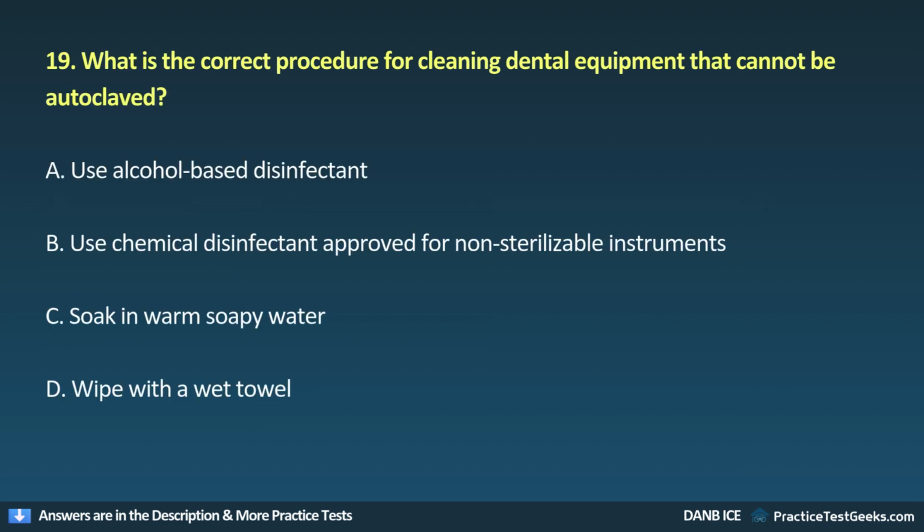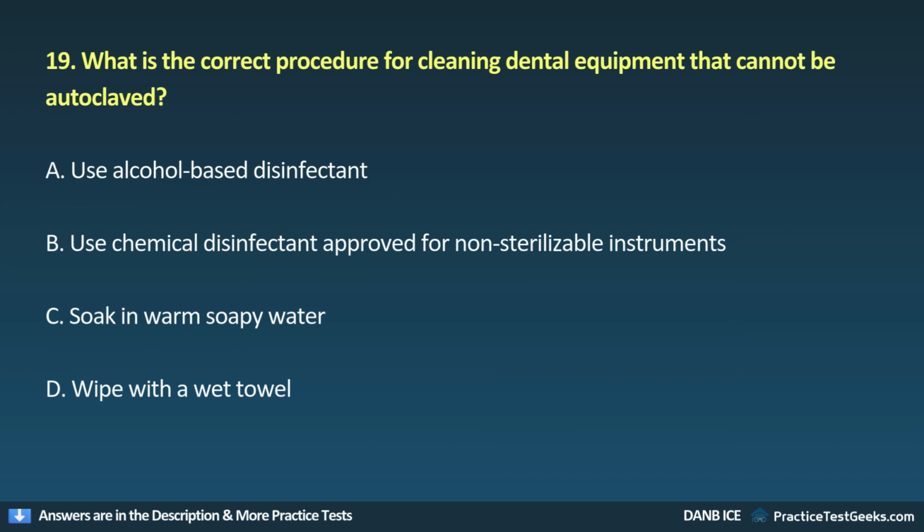19. What is the correct procedure for cleaning dental equipment that cannot be autoclaved? A. Use alcohol-based disinfectant. B. Use chemical disinfectant approved for non-sterilizable instruments. C. Soak in warm soapy water.